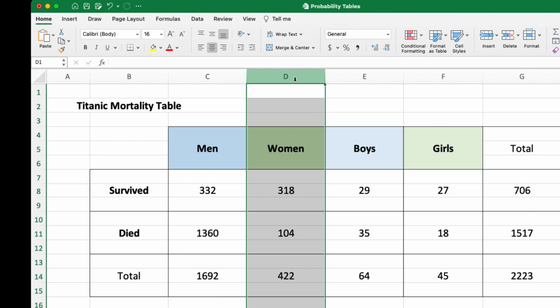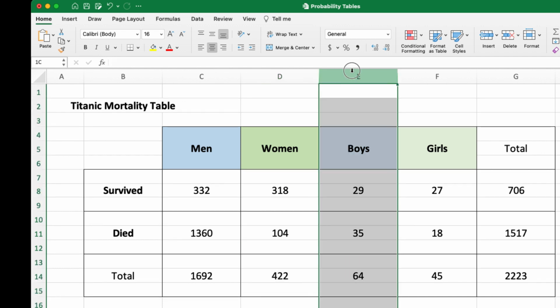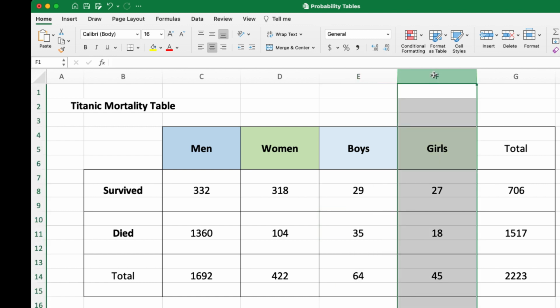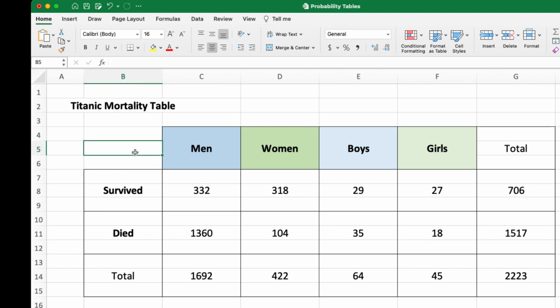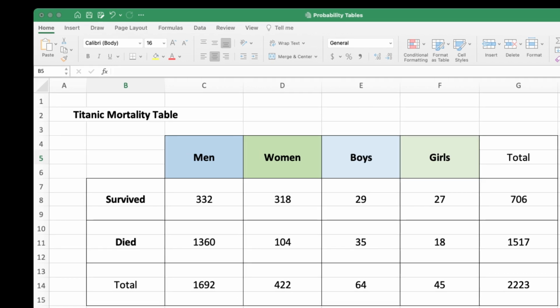Go to the women now. How many women are on the Titanic? 422. 318 survived. 104 died. How many boys are on the Titanic? 64. 29 survived. 35 died, okay? How many girls are on the Titanic? 27 survived and 18 died, okay? So, ladies and gentlemen, this is how we read the table, rows and columns. They didn't even ask you to count here, did they? You guys notice you're not even counting here. Just reading that table now.